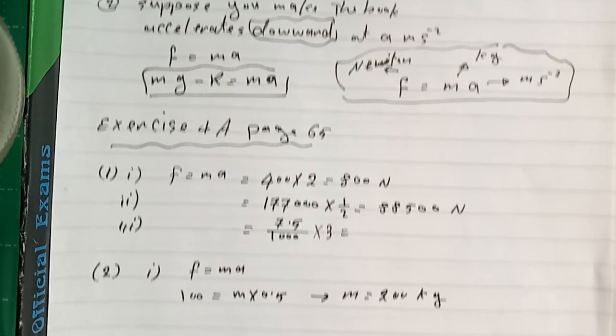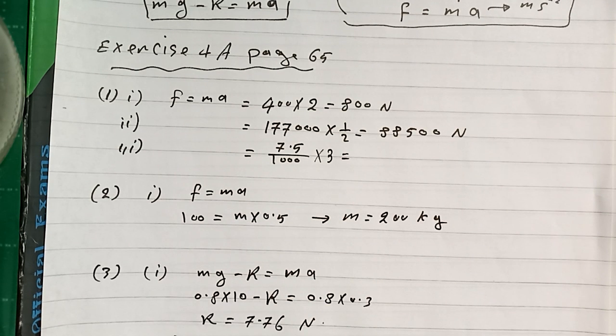Question 2: a resultant force of 100 newtons is applied to a body. Calculate the mass of the body when its acceleration is 0.5 meters per second squared. The resultant force means F is applied on the body. The mass of the body you don't know, but the acceleration of the movement is 0.5. Then you can get m: divide 100 by 0.5, and you will get 200.